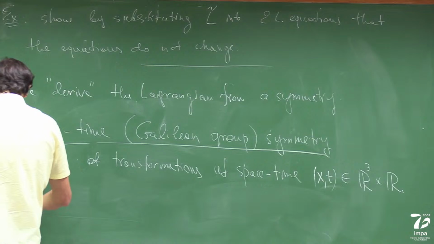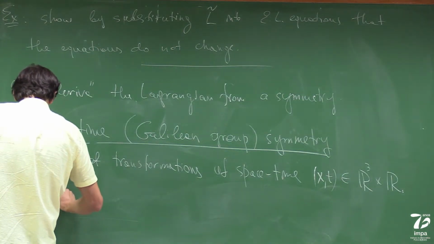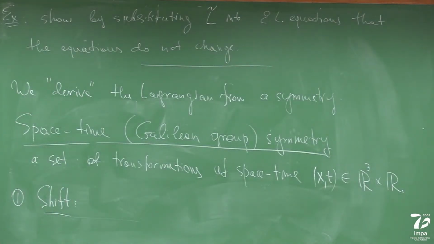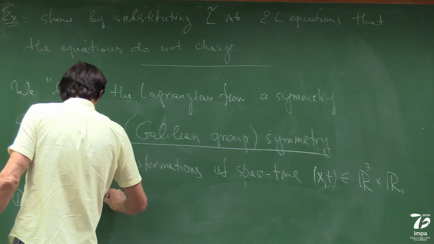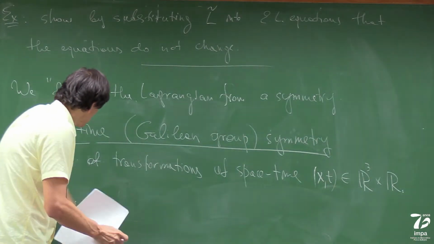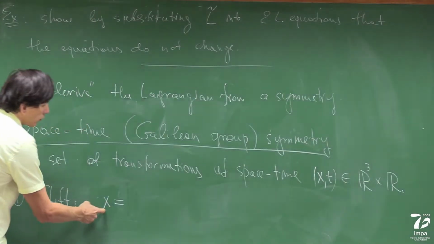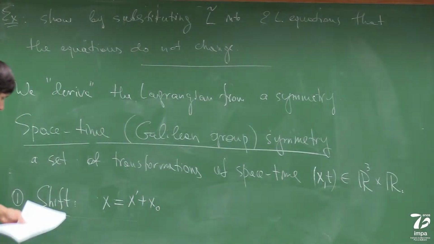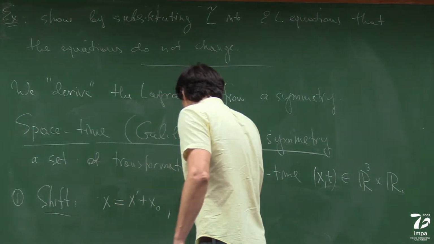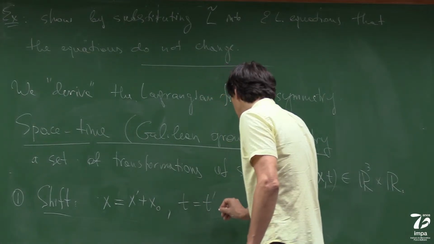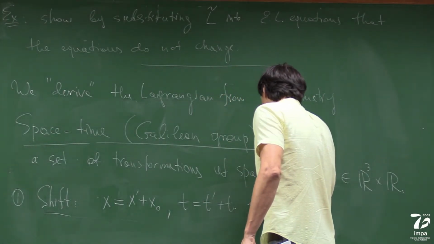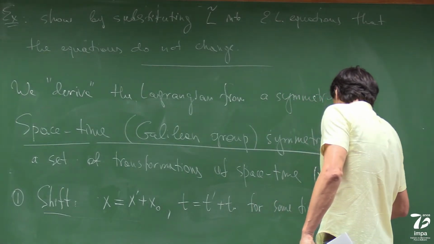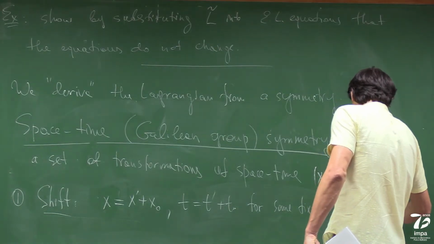So the first transformation is a shift, or translation. It means that instead of the previous coordinates, you consider new coordinates x prime by adding a constant. And you also change time by defining a new time, t prime, by adding a constant, for some fixed x0 and t0.